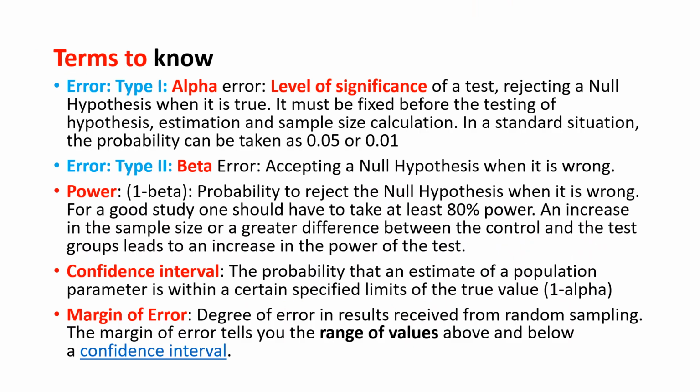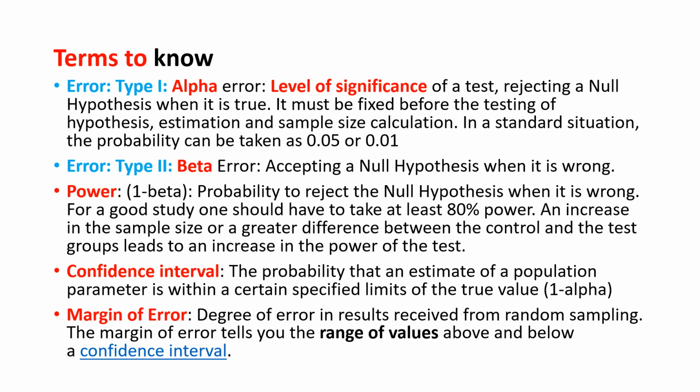Some other important terms that you should know regarding error are type 1 error and type 2 error. Type 1 error is largely known as the alpha error. It is equivalent to the level of significance of a test, that is, rejecting a null hypothesis when it is true, and it is usually fixed before the testing of hypothesis, estimation and sample size calculation. In a standard situation, the probability can be taken as 0.05 or 0.01 depending upon the study.